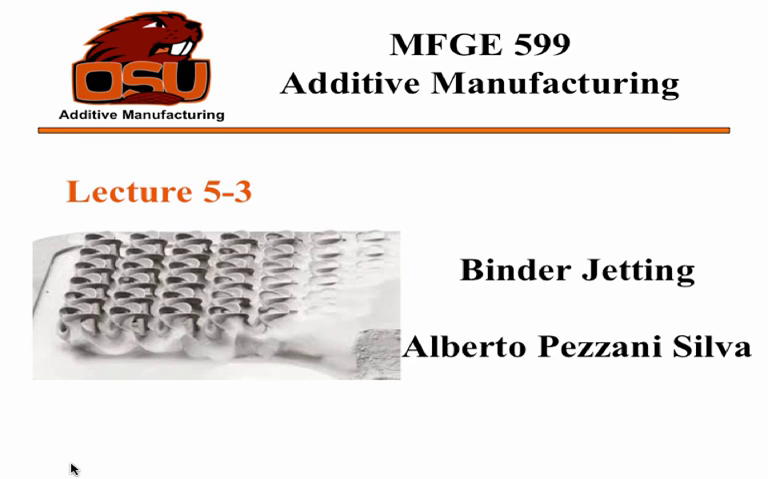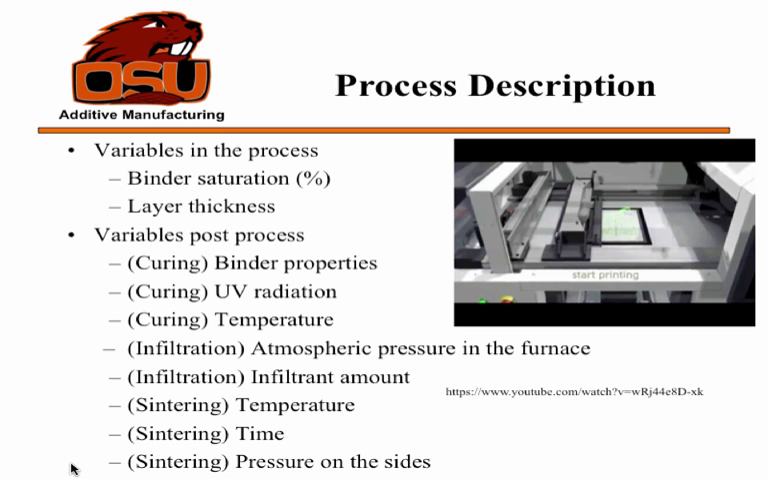So I'm gonna continue with the explanation of binder jetting. The variables involved in the process itself are the binder saturation and the layer thickness, although I haven't read anything about the type of binder that you use so far. Although it is a really fast and fairly cheap process to build 3D parts, the mechanical properties are really poor for this type of objects.